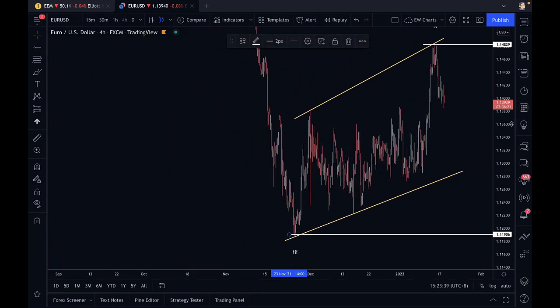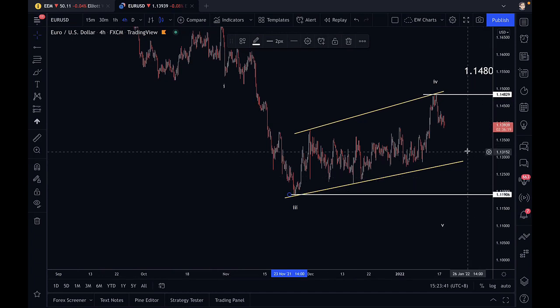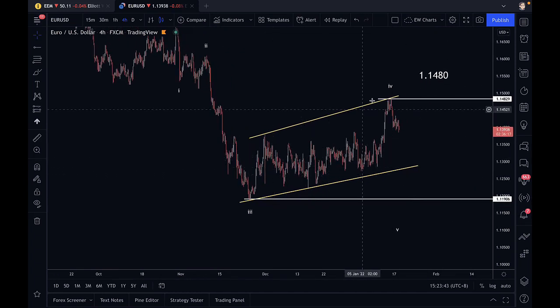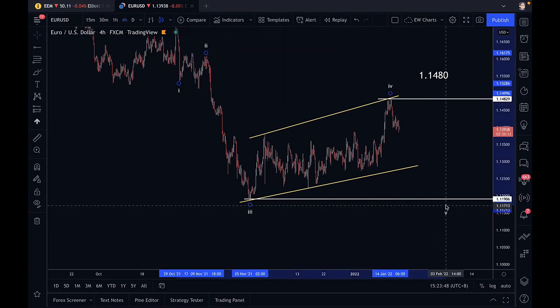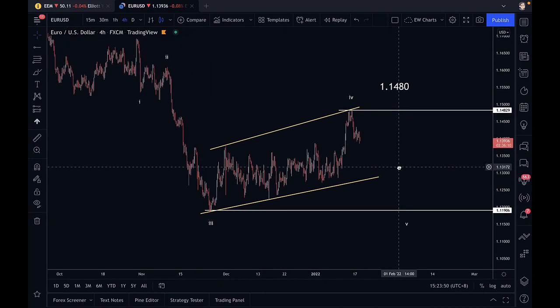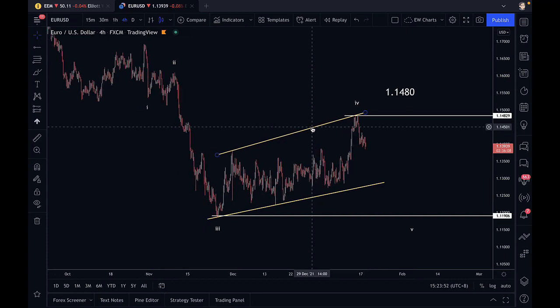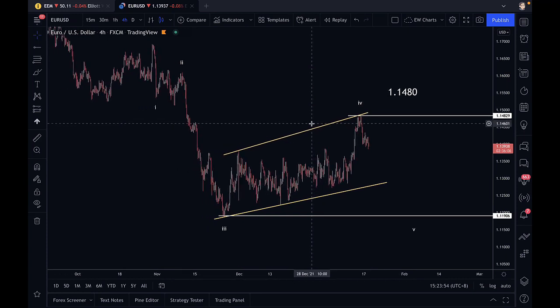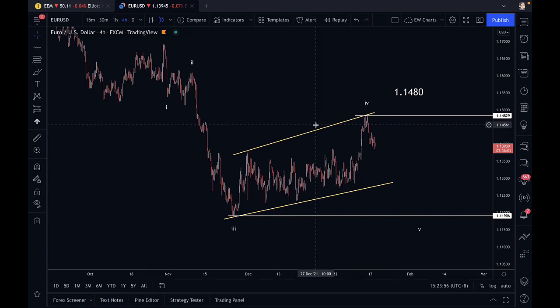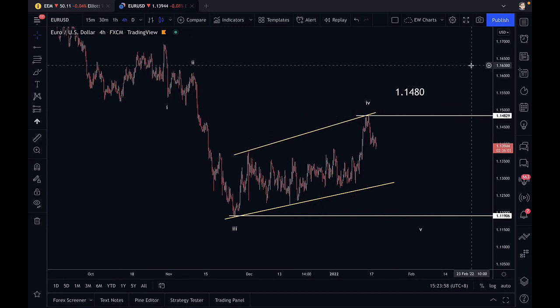Now from an Elliott wave perspective, we can count this as a potential fourth wave correction, and therefore the next move down here we can see as the fifth wave of a bigger scale. So on euro dollar, do look out for the potential sell opportunity if you're looking at it.